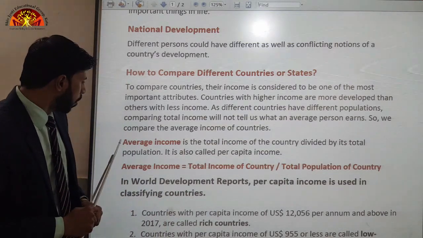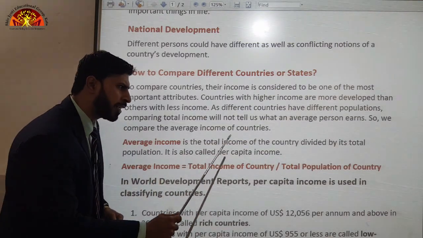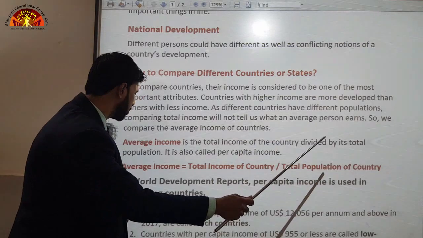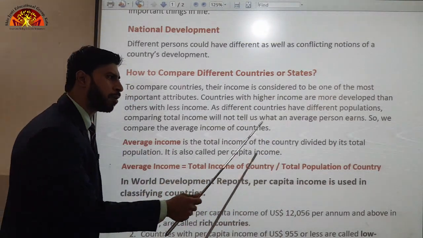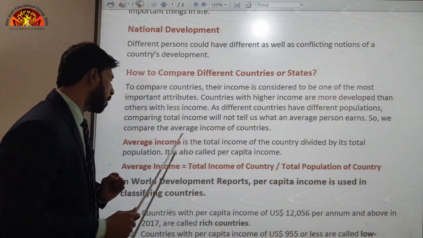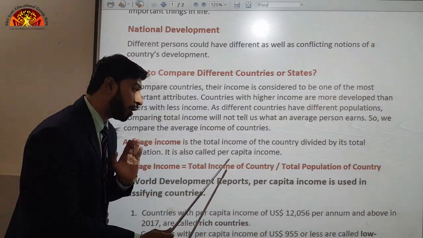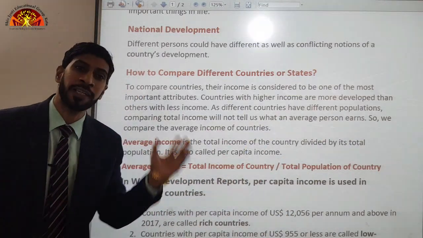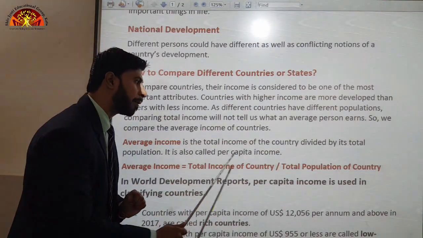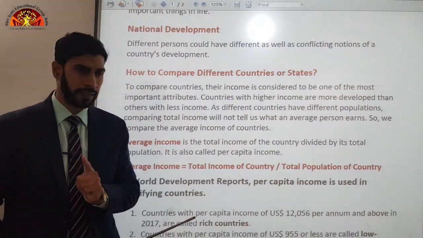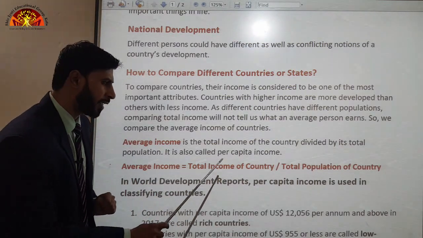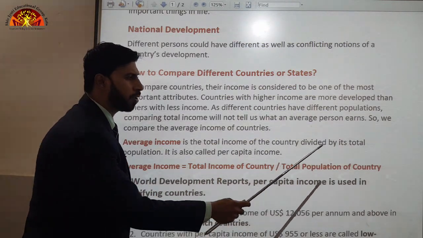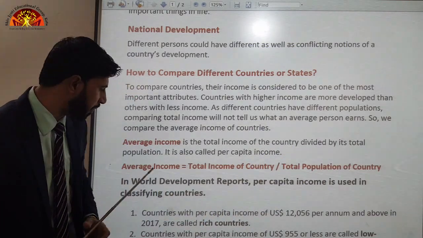Now, average income is total income of the country divided by its total population. So how to find out this average income? It is total income of the country divided by its total population. It is also called per capita income. The other name for the average income is per capita income. Fine. Yes. Now, average income, this is the formula: total income of the country divided by total population of the country. Very important, you need to remember this formula.